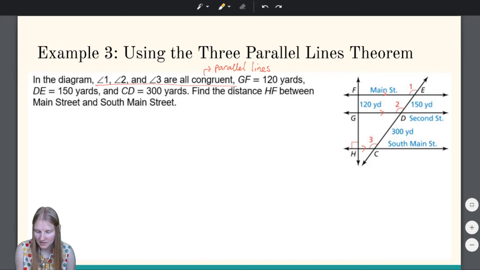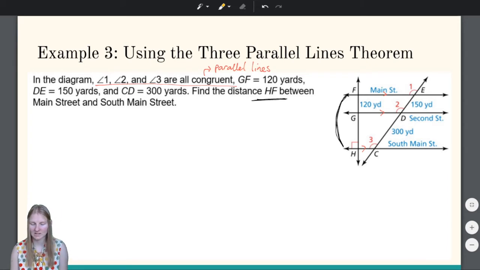Find the distance HF between Main Street and South Main Street. So we want this whole segment right here. We want distance HF. Well, HF, I can just take FG and GH and add them together. I can do that. But what is GH? I don't know what GH is.